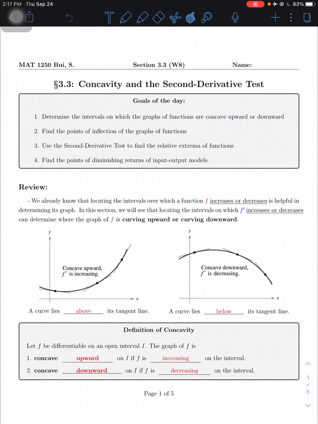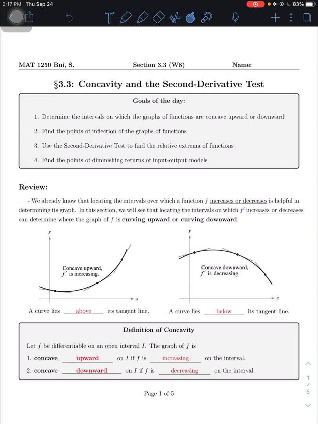Last time on 3.2, we talked about the first derivative test, which is the tool that we use to find the relative extrema, and we also talked about the absolute extrema. Make sure you pay close attention to them. One of the tools that we use to find all those extrema was the table of signs, so make sure you know what the table of signs means and how to do it.